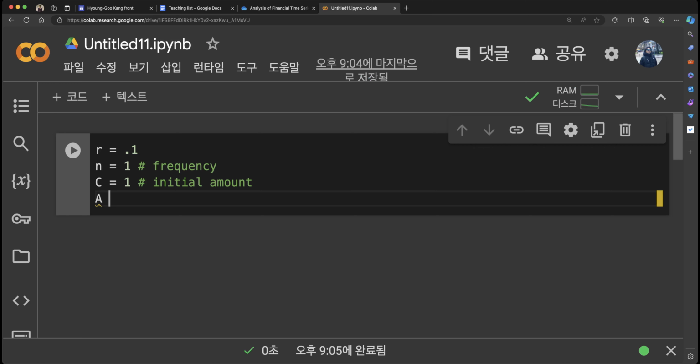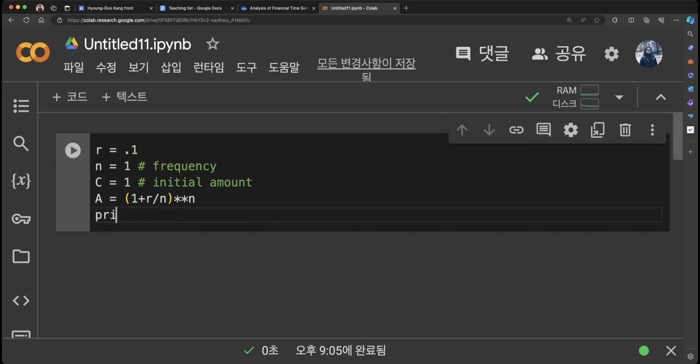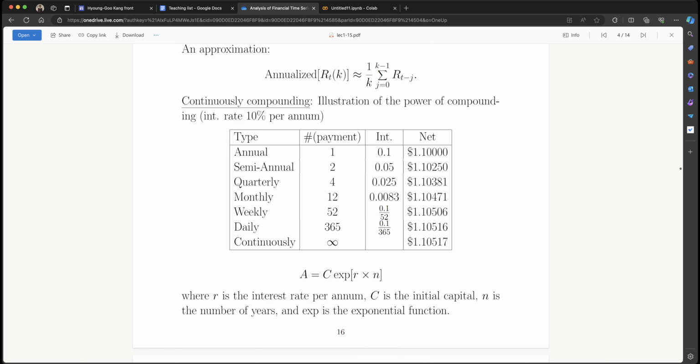if we do the compounding, then 1 plus R, right? 1 plus R divided by N, so N is the frequency, to the power of N. In Python we do this one, and then let's print A. Okay, so it is 1.1, obviously 1.1, right? It is the same, 1.1.